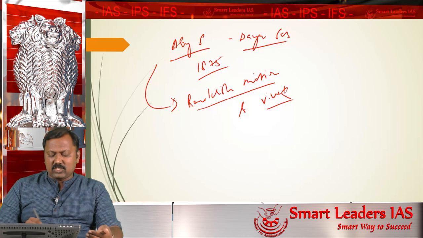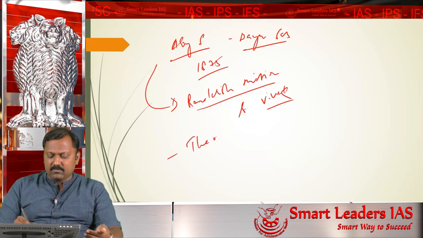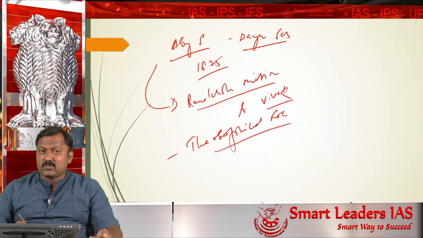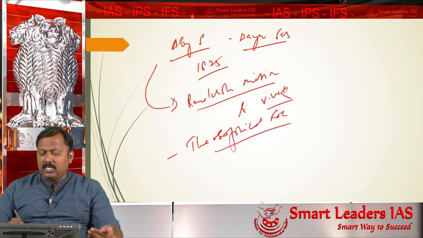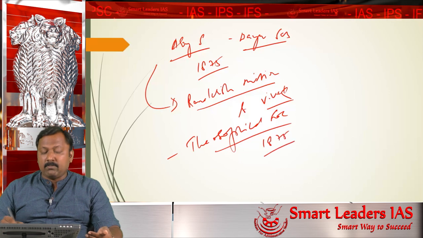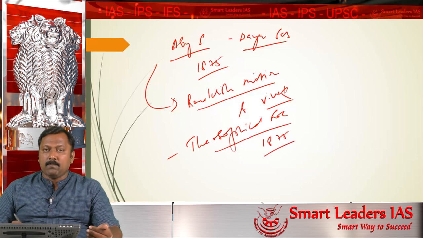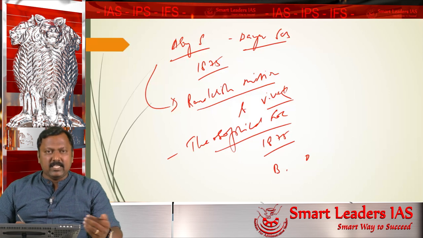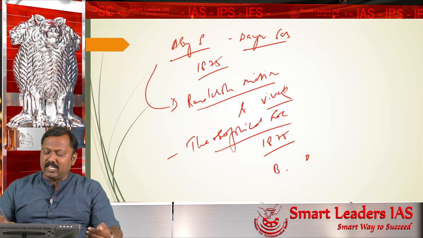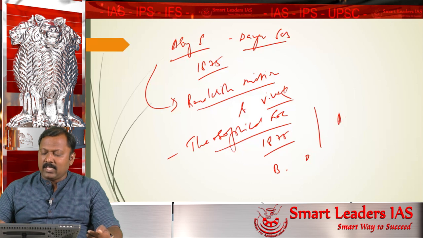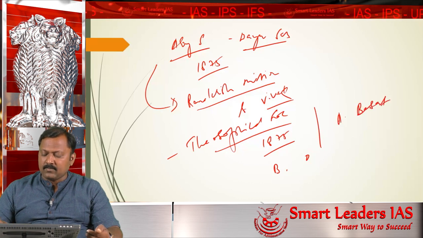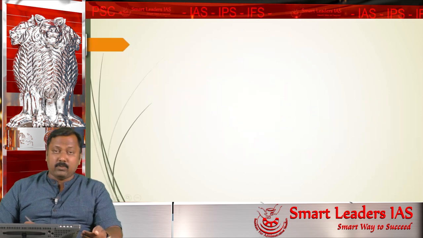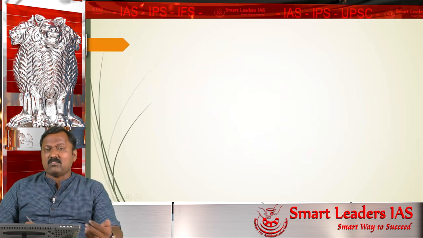Then we have the Theosophical Society. Theosophical Society was founded in America in the year 1875 by Blavatsky and Alcott. But in India this movement was taken to a great height by a woman called Annie Besant. So this Theosophical Society is also an important socio-religious reform movement.